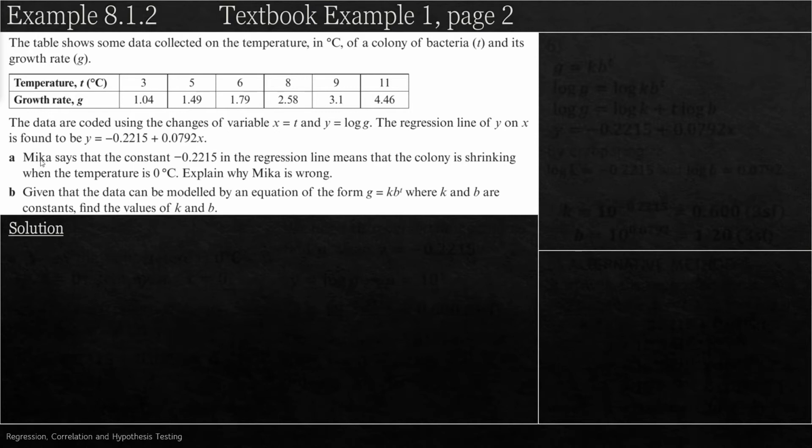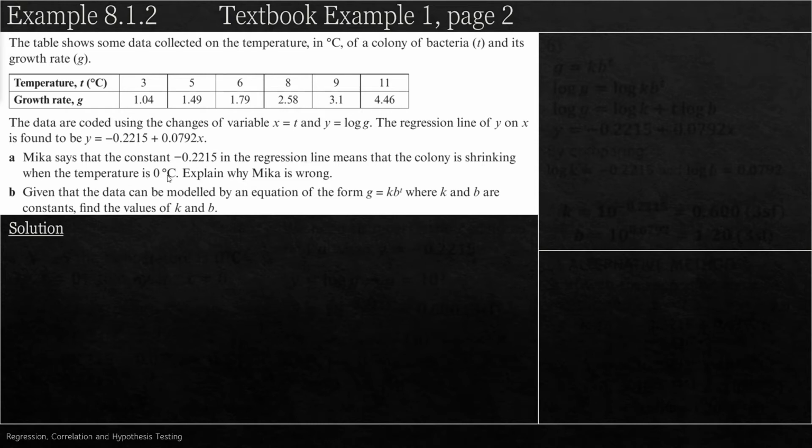Part A: Mika says that the constant minus 0.2215 in the regression line means that the colony is shrinking when the temperature is 0 degrees C. We need to explain why Mika is wrong. Let's think about where that minus 0.2215 has come from.